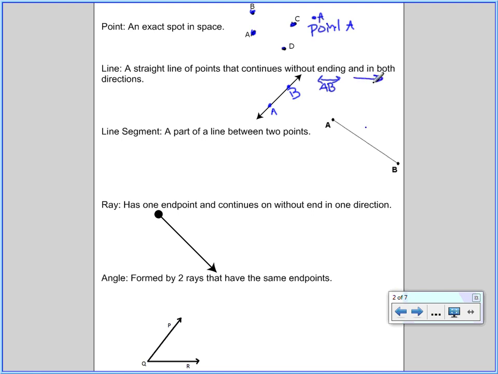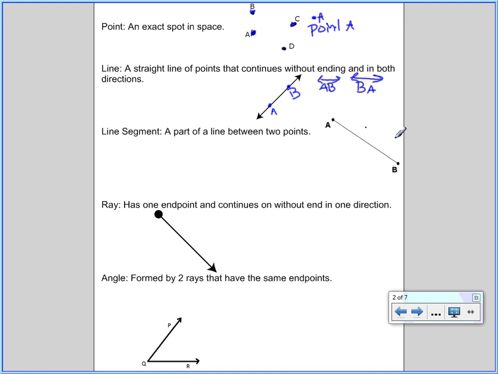It can be written any way. It really doesn't matter. So if I were to say this, it would be line AB or line BA. It doesn't really matter when you're talking about a line. But the big thing that you need to remember with a line is that it goes forever in both directions. So you would expect to see 2 arrows at the end of that straight line.